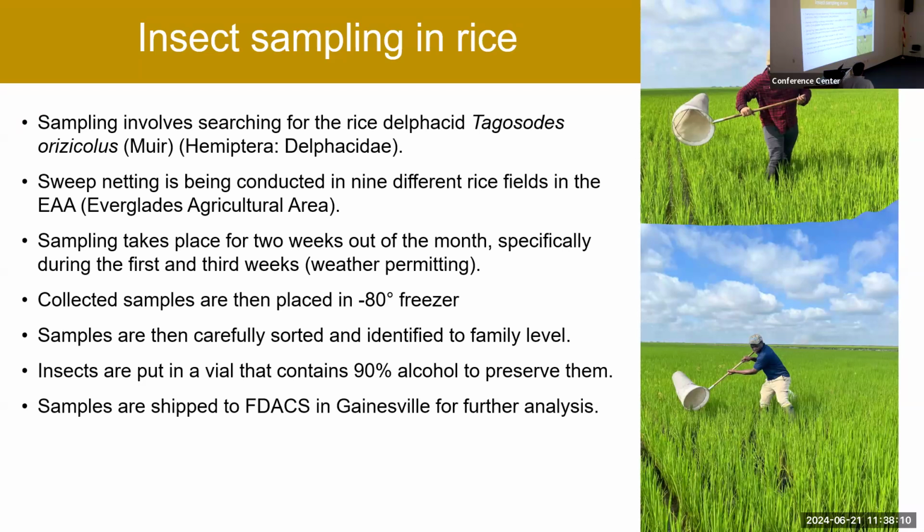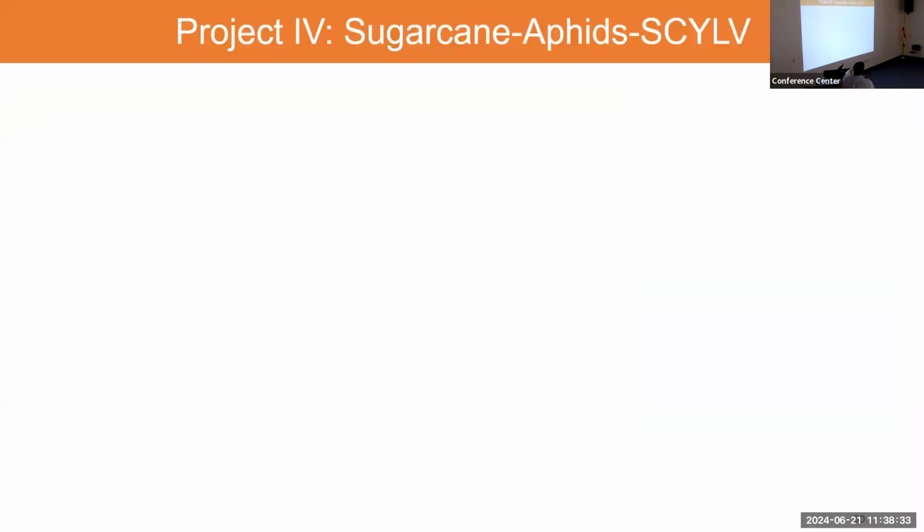Within those locations, we have selected 3 different fields where we take samples from. Once we gather up the insects, we bring them back to the lab. We put them in a -80 freezer. Once they've been sitting there for a good time and they're all frozen, we bring them out. I take them to the lab and I identify them. I put them in different family levels. And once I'm done doing that, I send them down to FDAX and they are further analyzed there.